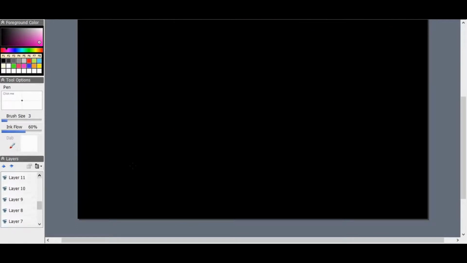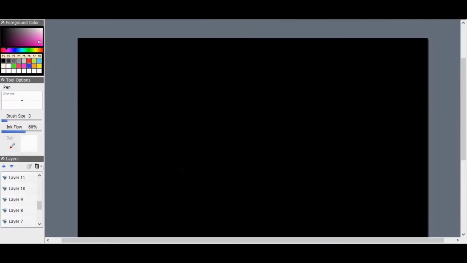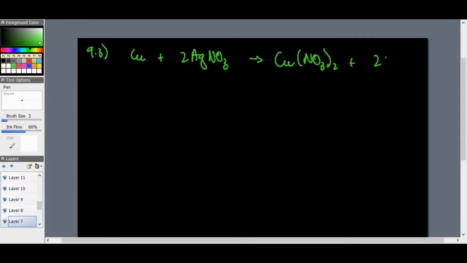We don't need to write down the unbalanced equation, we can write the balanced one now for 9.3. Sorry, not sure why that layer is invisible. There we go. 9.3: Cu plus 2AgNO3 becomes Cu(NO3)2 plus 2Ag. Right, got that, makes sense. Well, we can see here copper has oxidation number 0, silver 0.